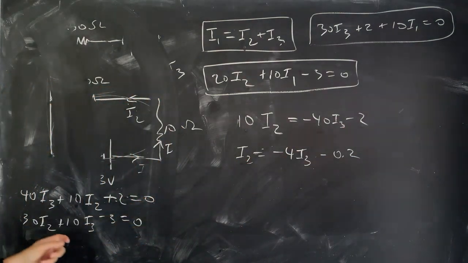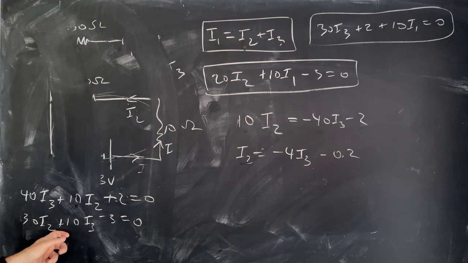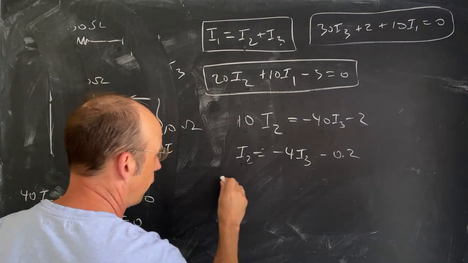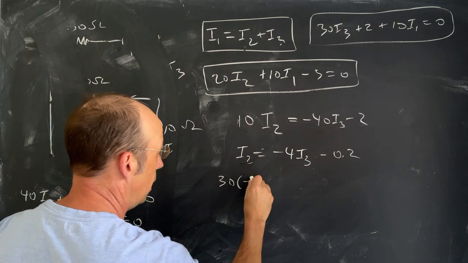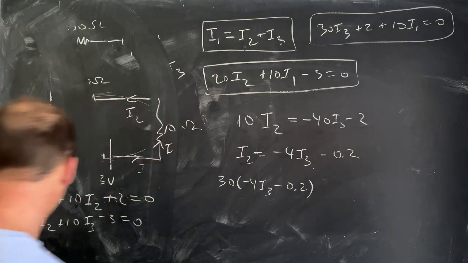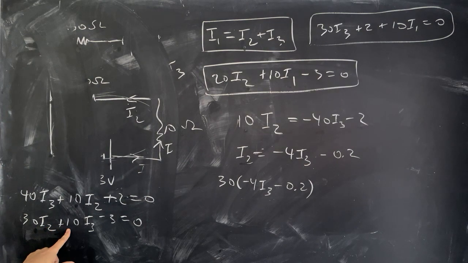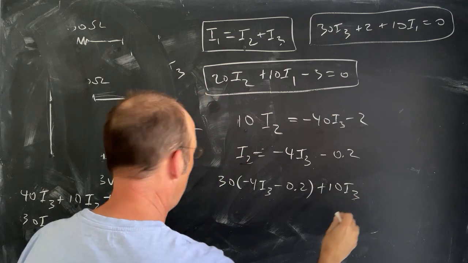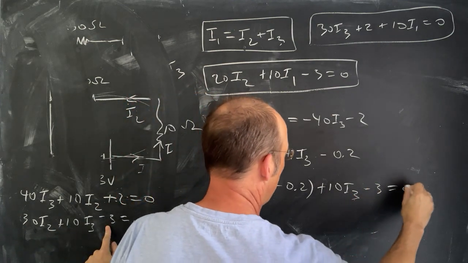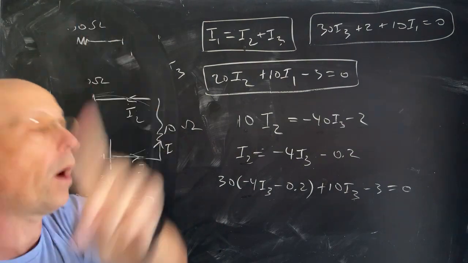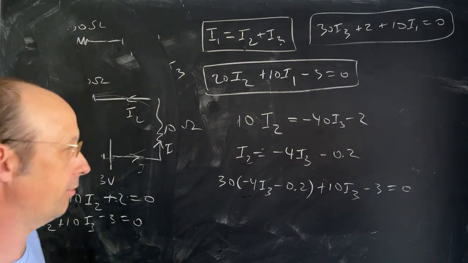Now I can take that and put it into this equation right here for I2. So I get 30 times I2, I'm going to write this out, 30 times (negative 4 I3 minus 0.2). That's that right there. And then I have a plus 10 I3, and then I have minus 3 equals 0. But here we have it. We have one equation, one unknown. So we can go to town on this thing.